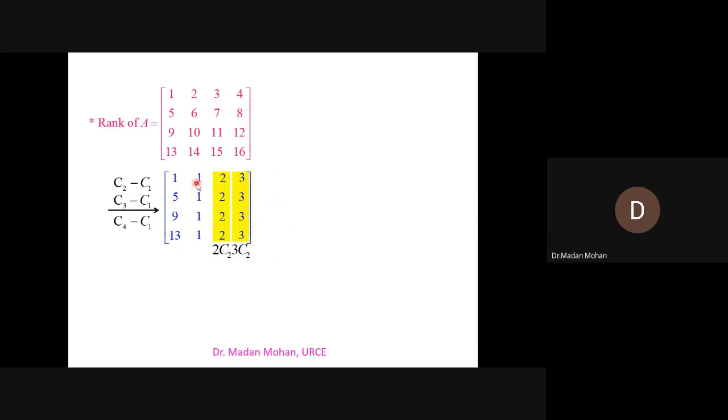Now I can use the rank definition. I can't get fourth order. Are you following? How can I get fourth order? I already deleted these two, dependent, delete. I can't get fourth order, and I can't get third order also. Now I can get second order. Using the rank definition, I am taking these four: 1, 1, 5, 1. Here AD minus BC must be not equal to 0. I have a second order non-vanishing minor.